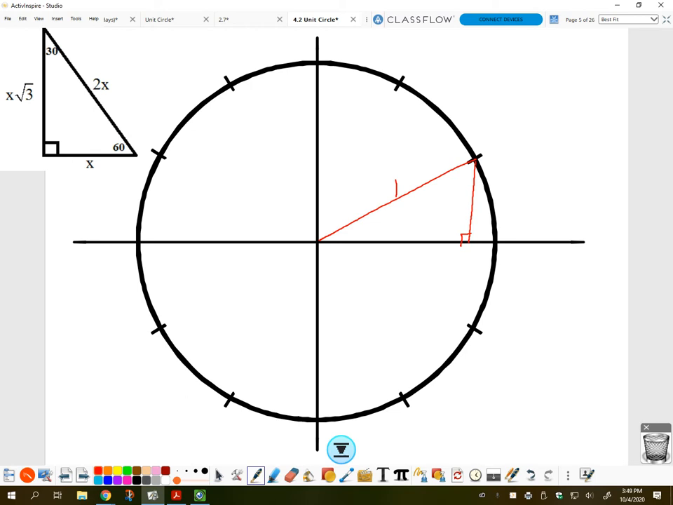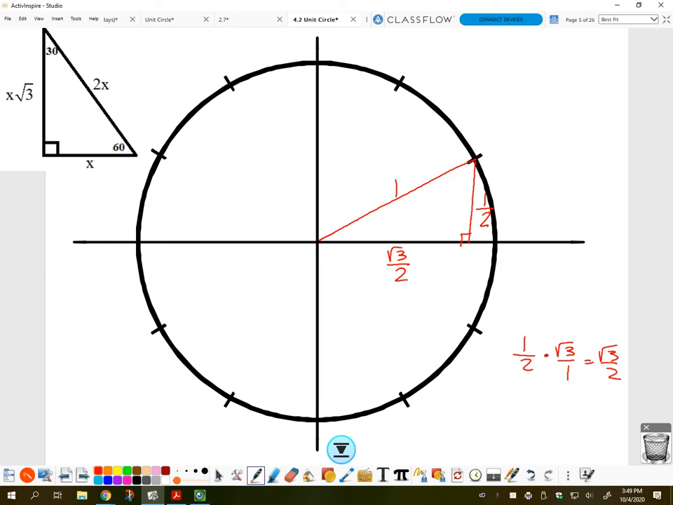Alright, and I know that we have this relationship. Whatever the short side is, the hypotenuse is double that. Well, if this is 1, and it's supposed to be double the short side, that means the short side has to be a half, because 1/2 times 2 is 1. And then here you have x root 3. Well, the short side is x, so that is x root 3. I'm going to do 1/2 times the square root of 3, which gives me the square root of 3 over 2. So 1/2 times the square root of 3 is the square root of 3 over 2.